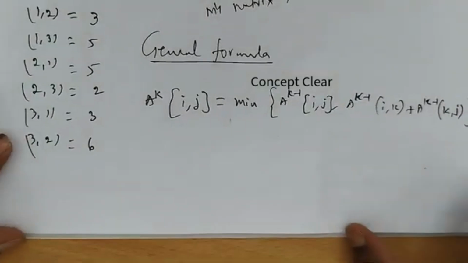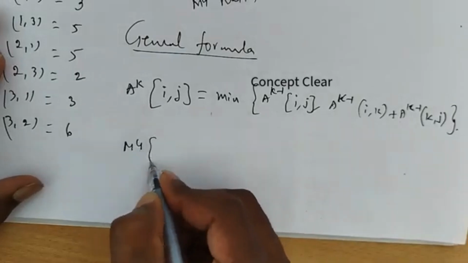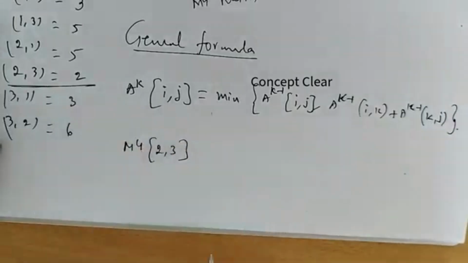Okay, we will see one value. Suppose we have to find the M4 value of 2 to 3. What is the M4 of 2 to 3? It is 2. We have to get the answer 2.